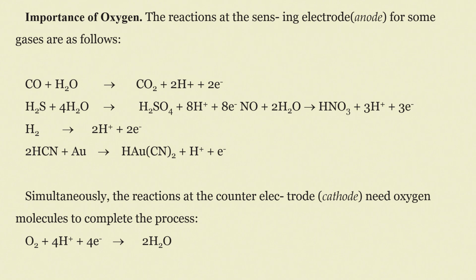Simultaneously, a lot of reactions at the counter electrode, that is the cathode, need oxygen molecules to complete the process. In all these reactions there are H plus ions: 2 H plus here, 8 H plus here, 3 H plus here, 1 H plus here. H plus means protons basically. So, wherever protons are generated, if there is oxygen, we will have this reaction, that is O2 plus 4 H plus 4 e minus going to 2 H2O.